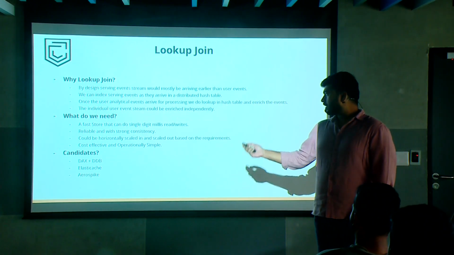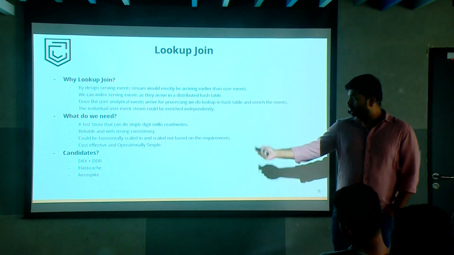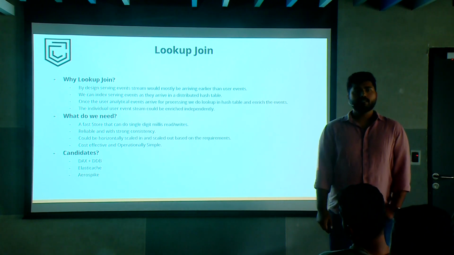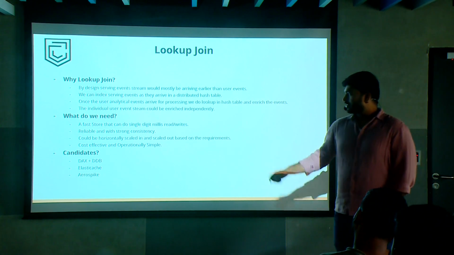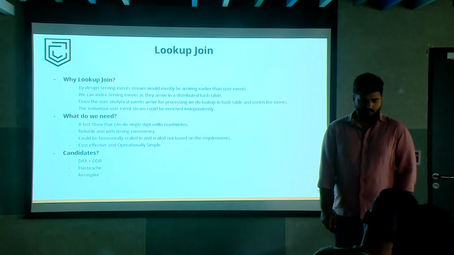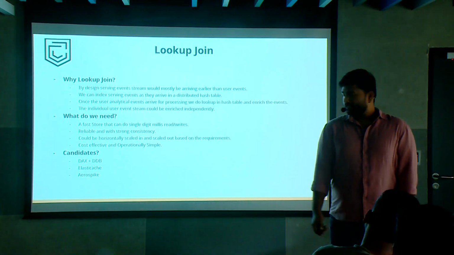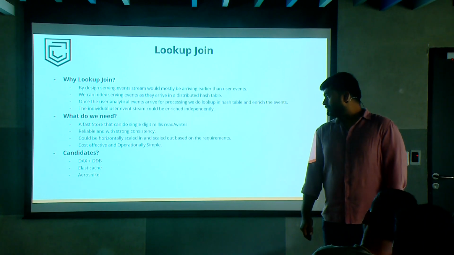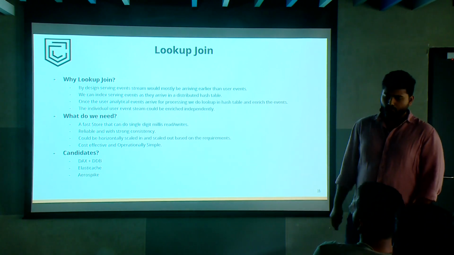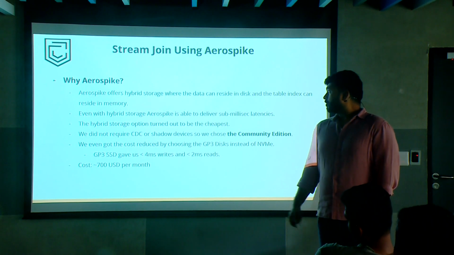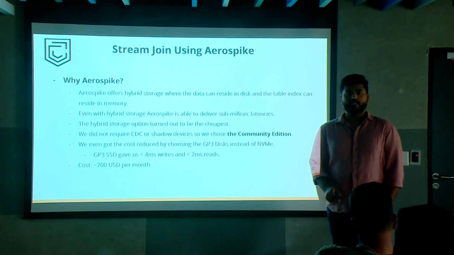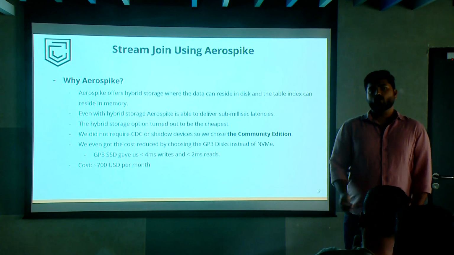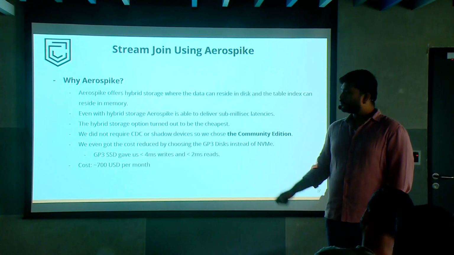So what are the candidates that we looked at? We looked at DAX plus DDB in CRED, Elasticache, which is Redis, and Aerospike. When we were doing a comparison between all three options, we chose Aerospike because for the same amount of workload, data stored, and lookups and writes, Aerospike was much cheaper.